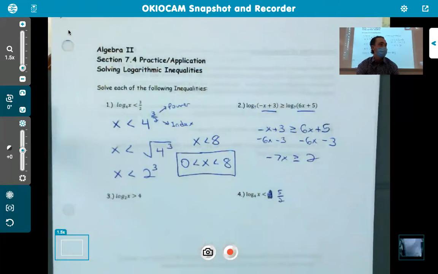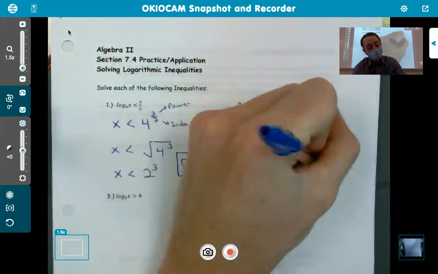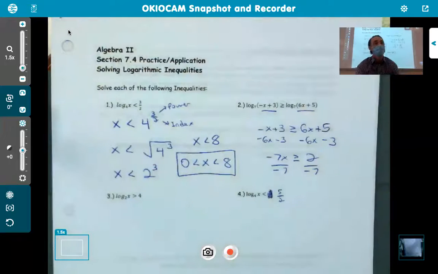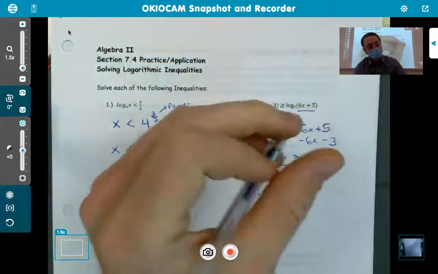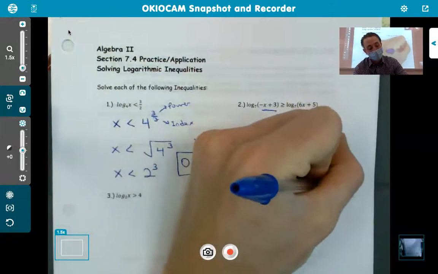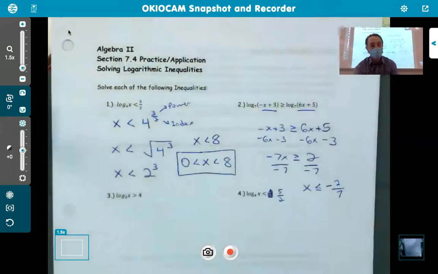What do I have to do on both sides here to get x by itself? Divide by negative 7. Now, when I divide by a negative number, what happens to my inequality sign? Switches, right? So instead of being greater than or equal to, it's less than or equal to negative 2 over 7.